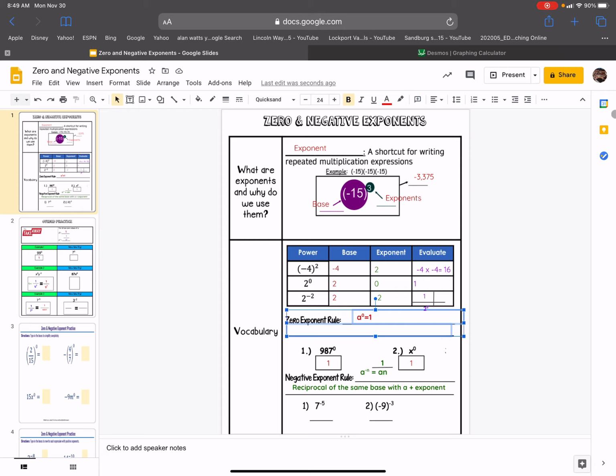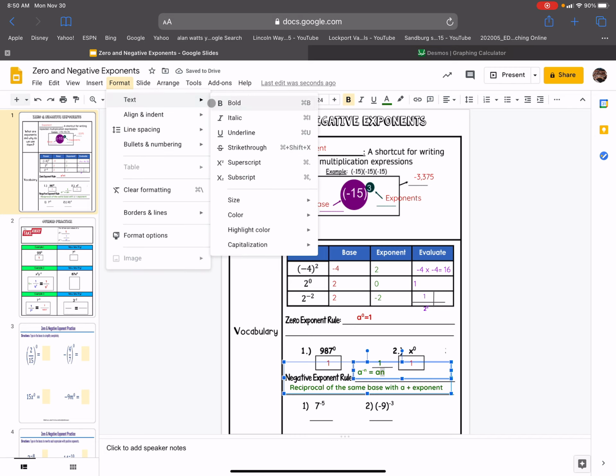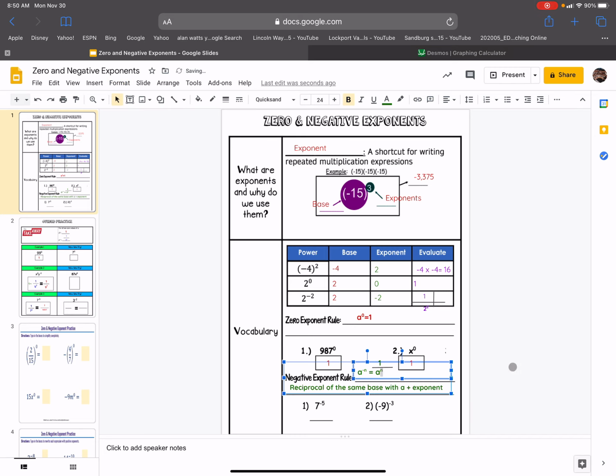The next thing we're going to talk about is anything to the negative. Notice here's the rule. A to the negative n is always 1 over a to the n. And I'm going to make this into an exponent so you can see this is actually an exponent. There we go. And so all I did was make this a to the negative n into a positive, and I stuck it over 1. So it's your reciprocal of the same base.